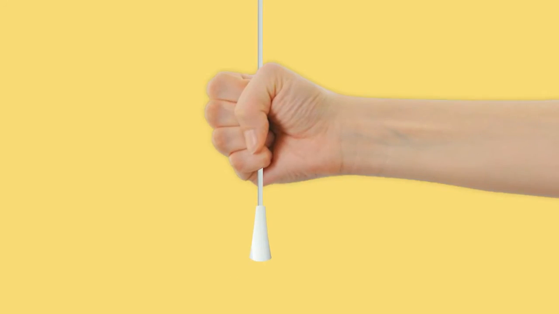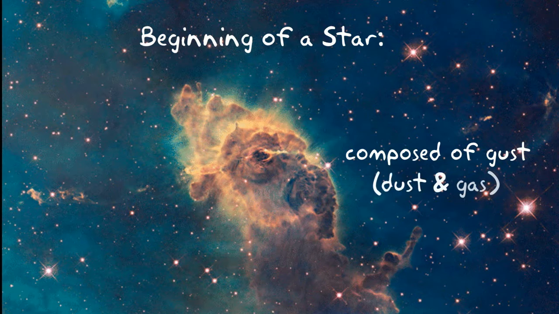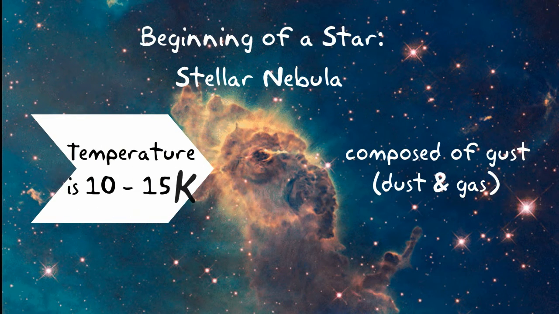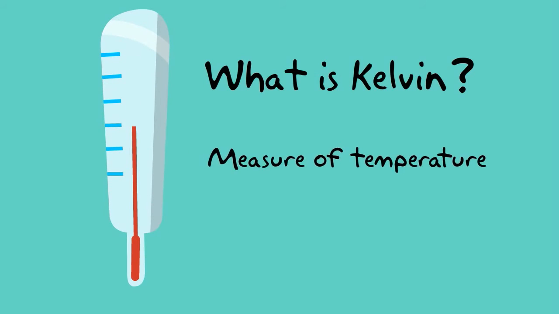Now let's begin the lesson with the beginning of a star. A star's birthplace is in regions of space made of dust and gas. This place is called a stellar nebula. It is extremely cold, almost at 10 to 15 Kelvin. What is Kelvin? It is a measure of temperature.